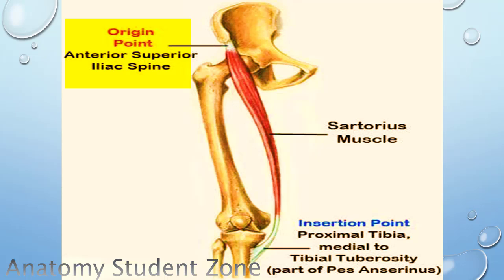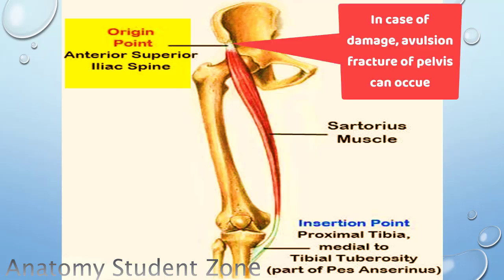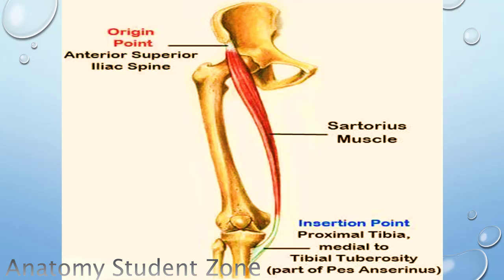So it's important to remember that this can be involved in athletes at the anterior superior iliac spine level. If there is a strong contraction of this muscle, there can be an avulsion fracture of the pelvis, and sartorius muscle can be responsible for the avulsion of the ASIS, or the anterior superior iliac spine, in that case. So we can see how its attachment is linked clinically. So, dear doctors, that was all about sartorius muscle, its attachment, function, and the clinical knowledge.